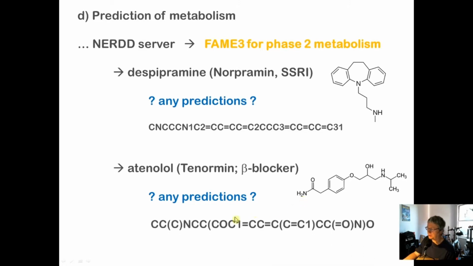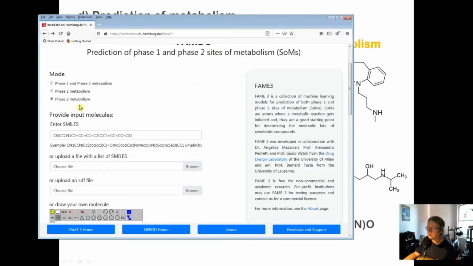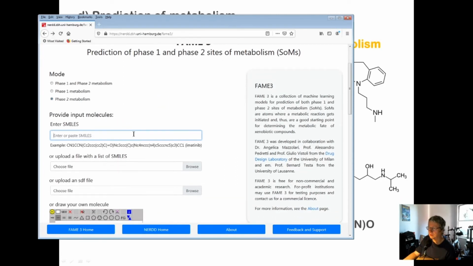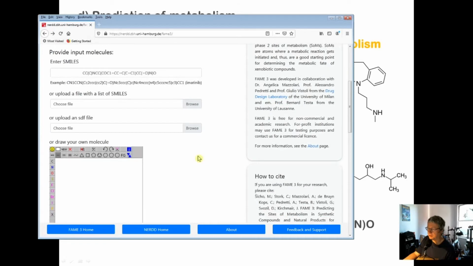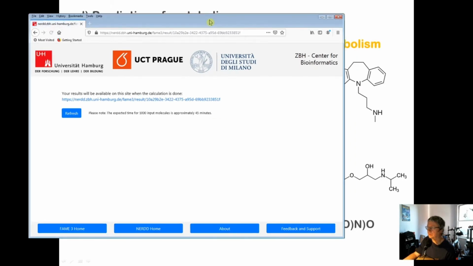Let's see. So there's the SMILES string, and let's go get it. Copy. Okay, so I put this atenolol SMILES string onto the clipboard. Let's give it a shot. And here is the phase 2 NERD server with the FAME3 utility. Paste the SMILES. I'll see if it does it with the leading spaces. Submit. There it goes.